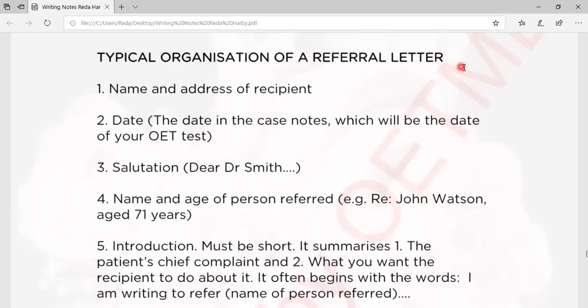So this is the date, and after that you will leave a blank and make a salutation: Dear Dr. Smith, or dear doctor, or dear sir, madam, comma. After that, the name and the age of the person being referred, like regarding John Watson, aged 71 years.